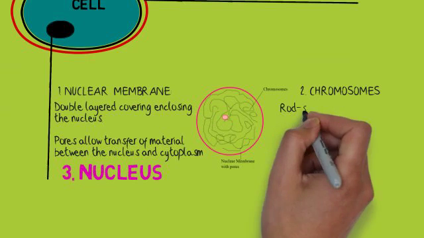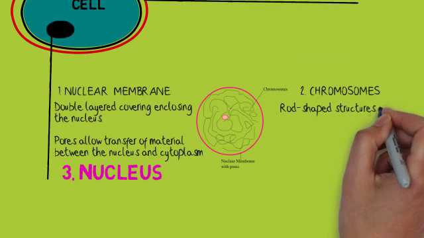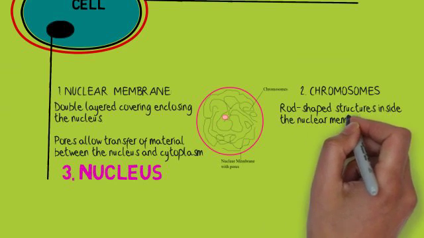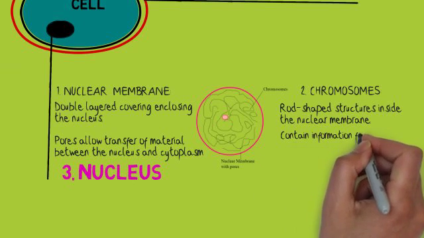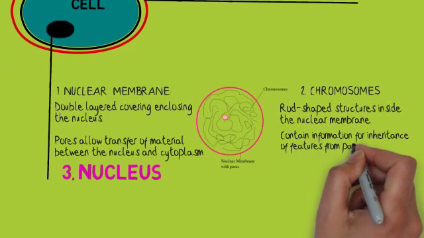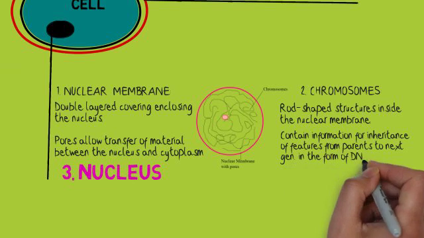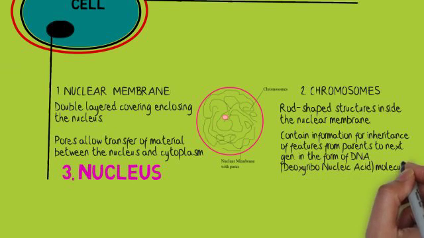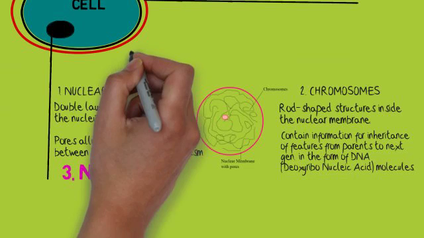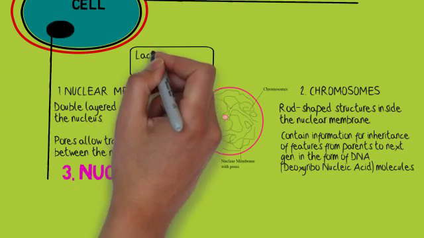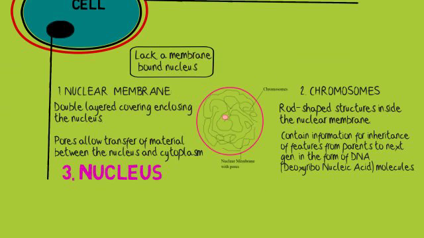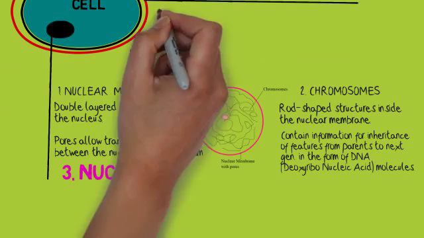Chromosomes are rod-shaped structures that look like threads, in fact, inside the nuclear membrane. Chromosomes have information for inheritance of features from parents to the next generation in the form of DNA or deoxyribonucleic acid molecules. However, not all cells have a well-defined nuclear region with a nuclear membrane. Cells that lack a membrane-bound nucleus are called prokaryotes.